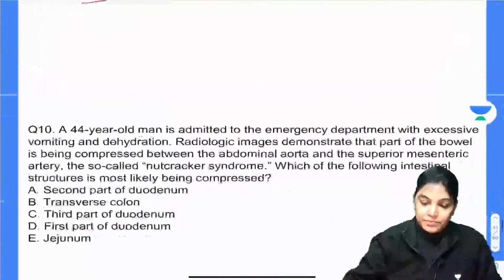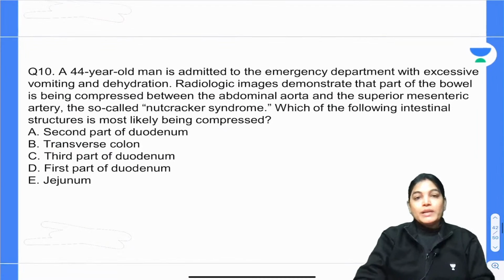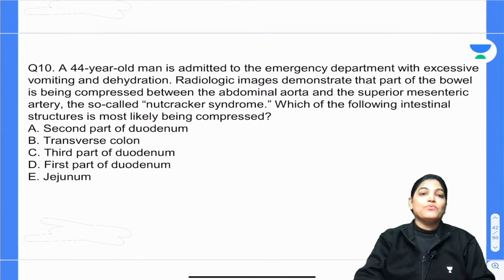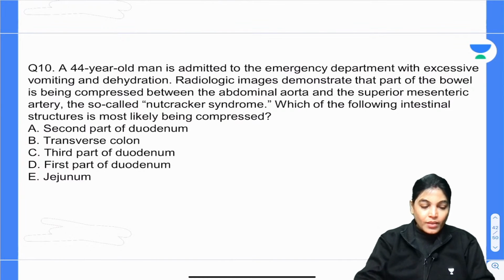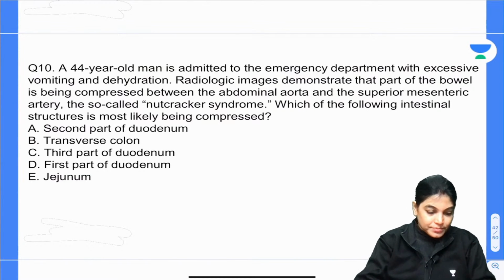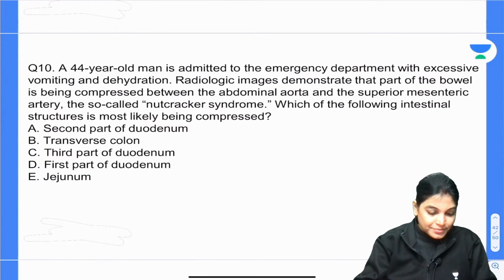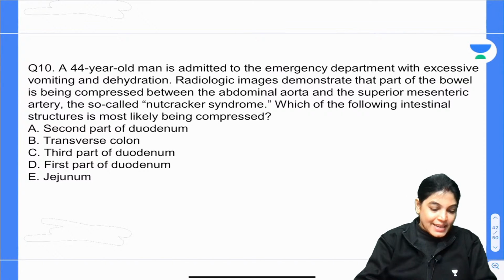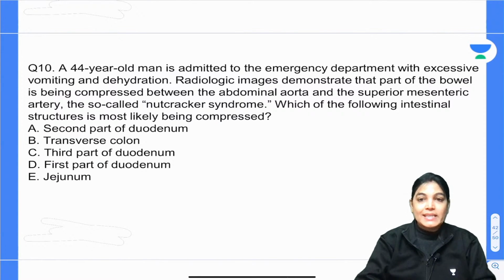10. A 44-year-old man is admitted to the emergency department with excessive vomiting and dehydration. The complaint is excessive vomiting and dehydration. Clinical anatomy, you can go with clinical anatomy.